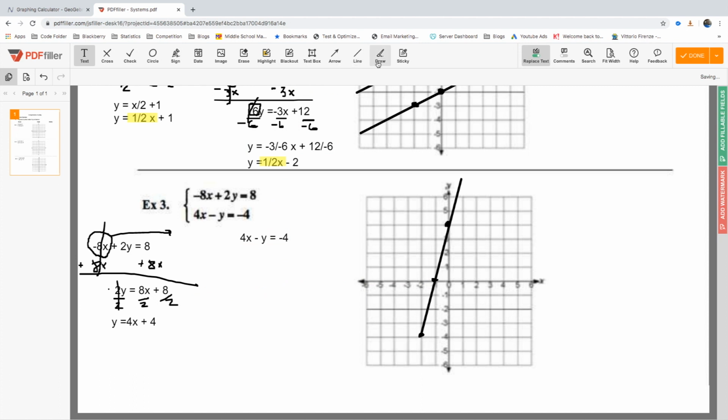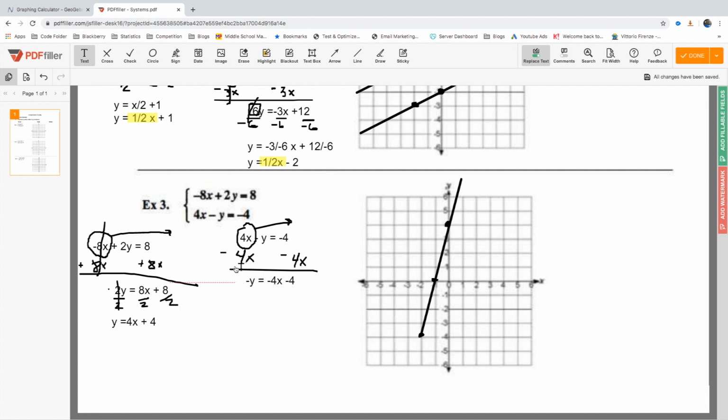All right, same rule. I've got to move this 4x because it does not belong there. I'm going to move it using addition or subtraction. It's currently being added, so I'm going to do the opposite and subtract. Minus 4x on both sides. That leaves me with the equation negative y equals negative 4x minus 4.